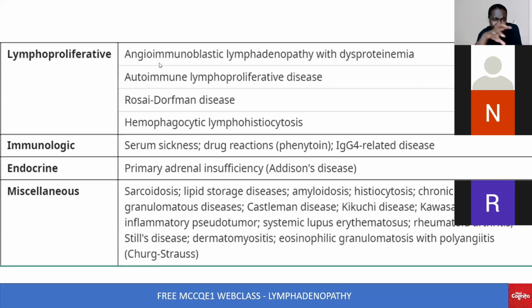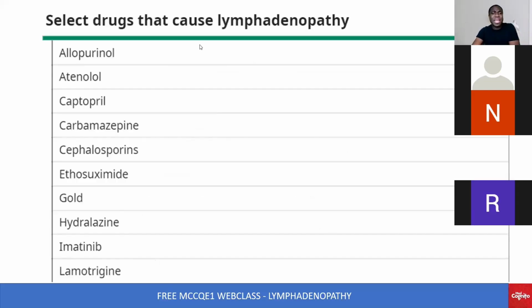The next group of conditions are the lymphoproliferative. So look, you can have a link with, say, 40 different conditions, and whoever is setting the question can just put in so many conditions, and it will be up to you to be able to decipher which of them is lymphoproliferative, which of them is immunologic, which of them is endocrine. Okay, and that is why I love the power of video replays, so that you can take your time and review this. All right, now remember that I made mention of drug causes of lymphadenopathy.